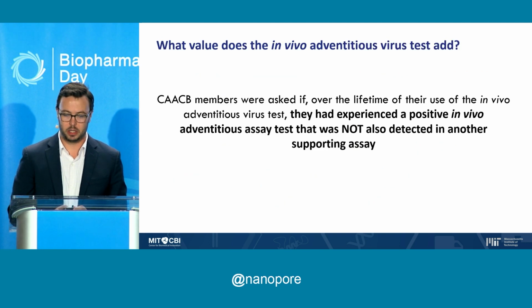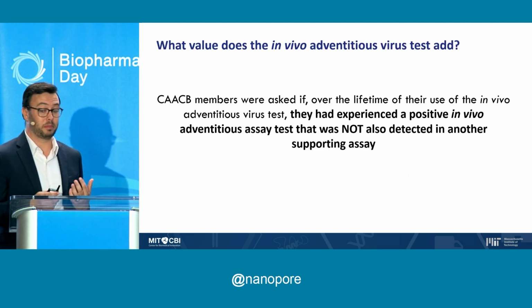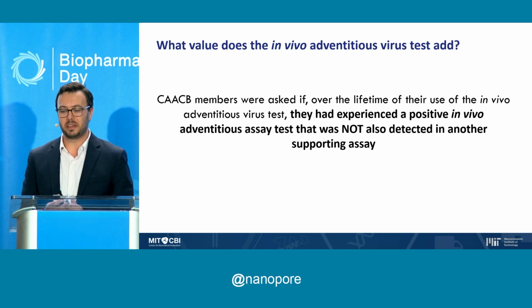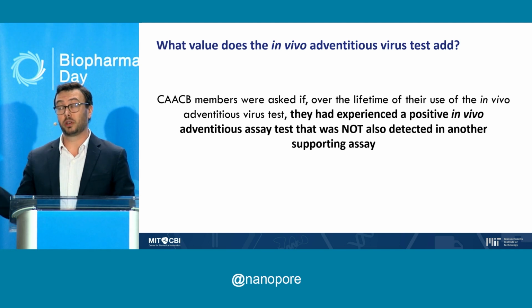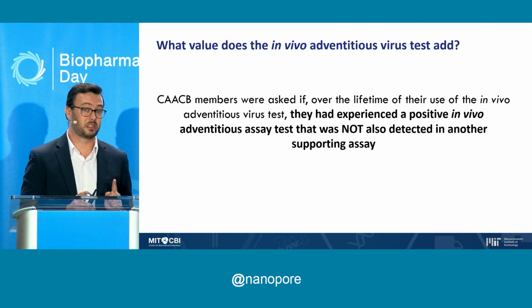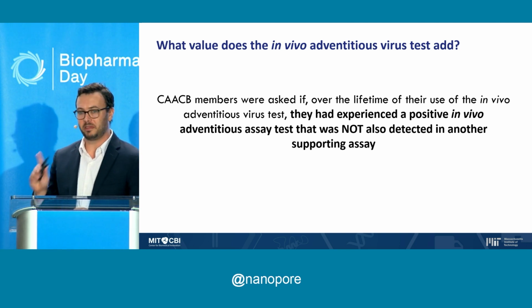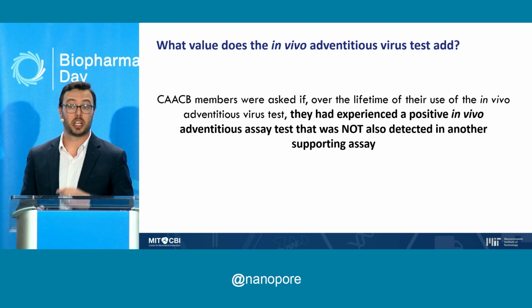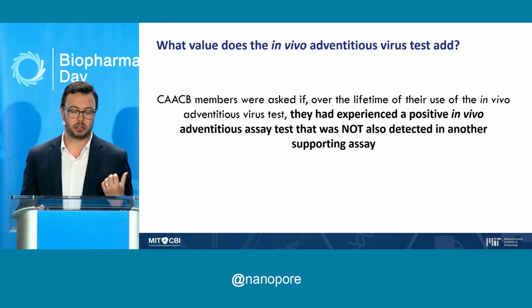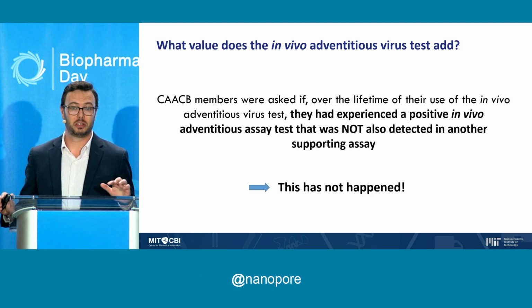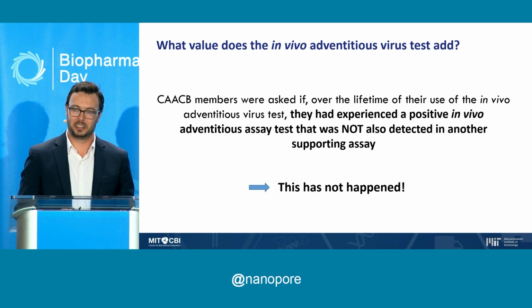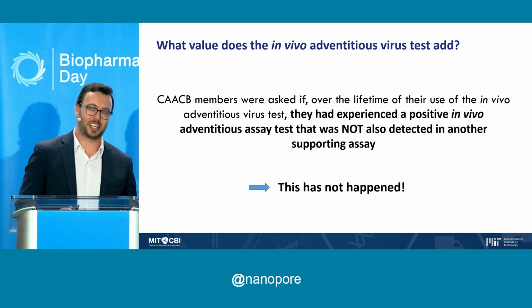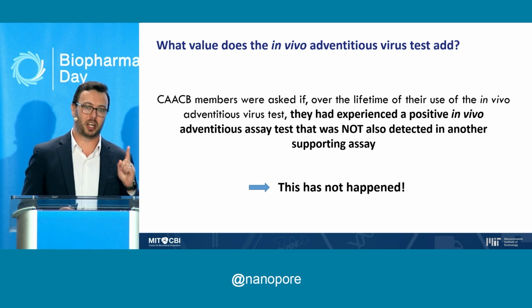Okay, so we asked our members, how well does this in vivo adventitious virus test actually work? And so we asked them to look back over 20 plus years of biomanufacturing to see, was there ever a case where a virus was detected on an in vivo assay that wasn't detected on another concurrent assay like the in vitro test? The answer is no. That means that essentially all those animal tests that took over 1 month, there was never a case where that test was detected only on that one assay.